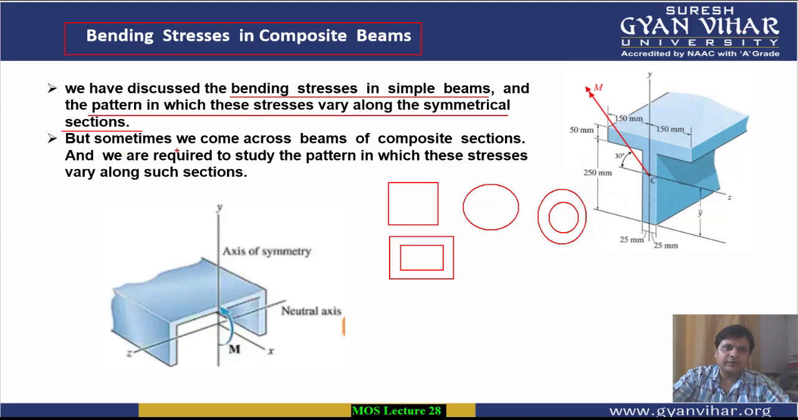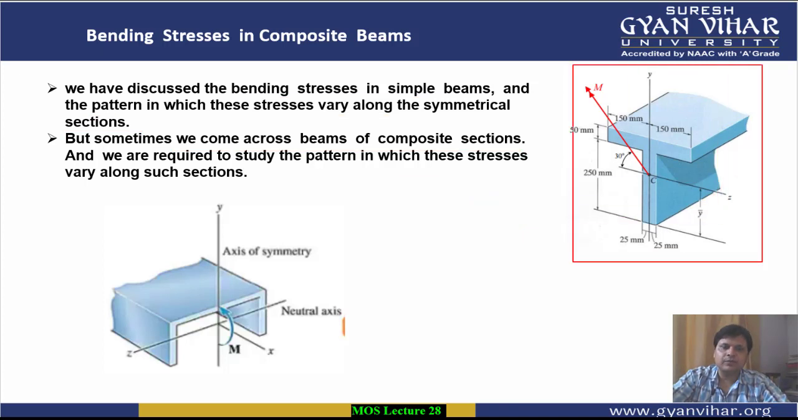But sometimes, students, we come across beams of composite sections. Composite sections means sections like the one you are seeing here. This is the composite T section. It is not as simple as a square or circular cross section. Here you can see that we can divide it into two sections, both rectangular: one section, this one, and then one more section, this second one. In this way it is a composite section which can be considered as made of two different sections.